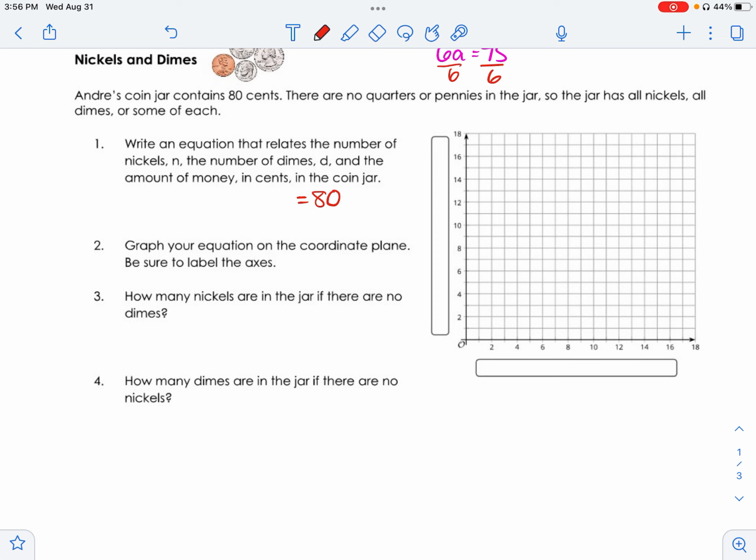All right, there are no quarters or pennies. That means that all he has is nickels, dimes, or nickels and dimes. Remember, a nickel is worth 5 cents and a dime is worth 10 cents. So for every nickel he has 5 cents, I'm going to do 5 times n, right? 5 cents per nickel. If you think about that slope idea, this is not technically the slope, but it's the same idea of thinking. 5 cents per nickel. And then he has 10 cents per dime. So I'm going to add in the 10 cents per dime and set it equal to 80.